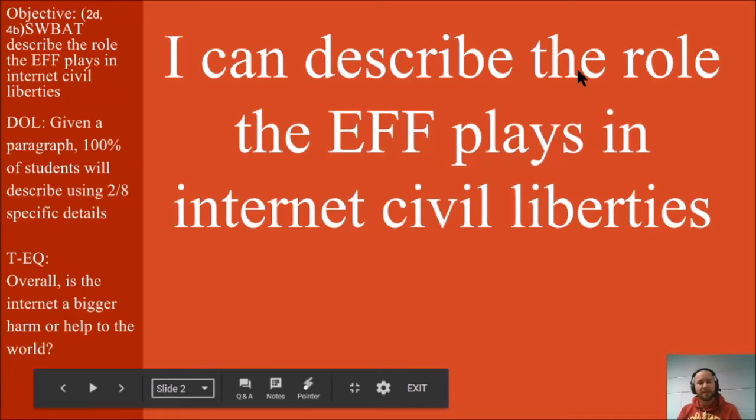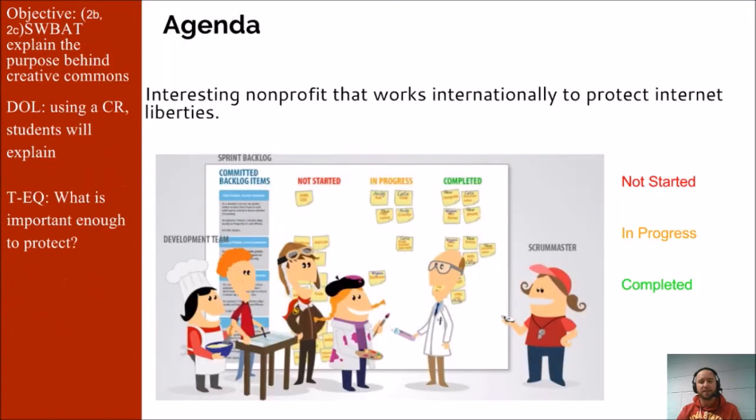The objective today is to describe the role the EFF plays in Internet civil liberties. Just so you know, this is one of my favorite lessons. The EFF is a super interesting nonprofit that works internationally to protect Internet liberties, and so it's sort of like the civil liberties of the internet that they're looking out for, and just the whole organization is really interesting.